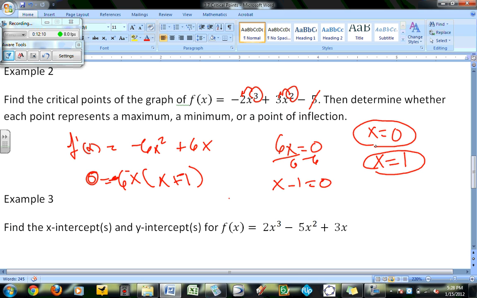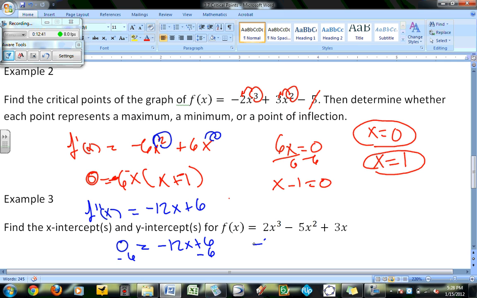And then to find our point of inflection, we take the derivative of the derivative. So f double prime of x is going to equal, again, bring the power down, decrease the power by 1, which would be -12x. And then bring my power down, which is 1 plus 6. And solve for x. So set it equal to 0, solve for x. So -12x plus 6. I'm going to subtract 6, subtract 6. So I have -6 equals -12x. Divide by -12, and I get x equals a positive 1/2.